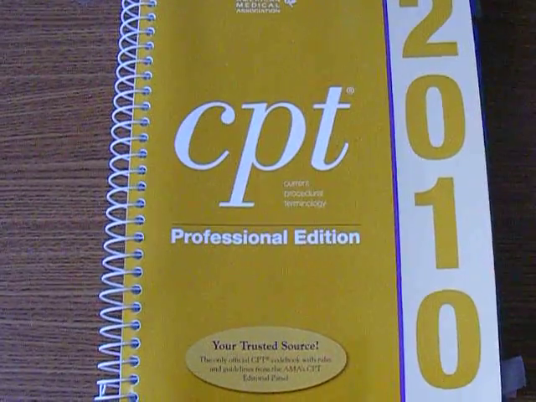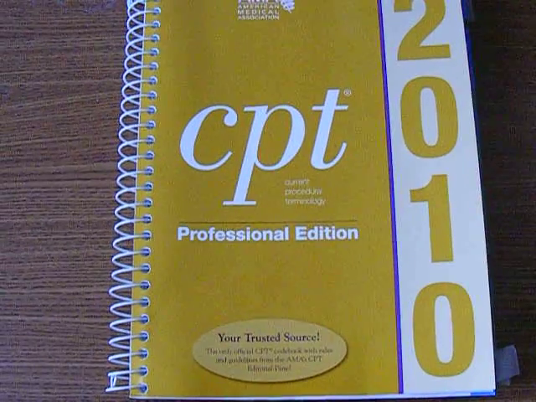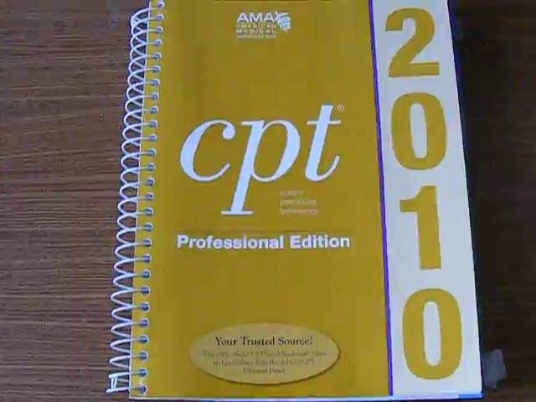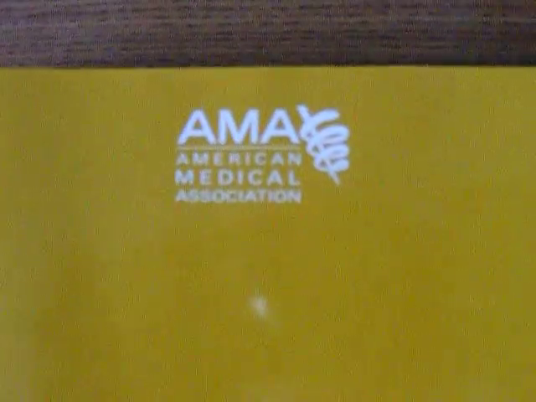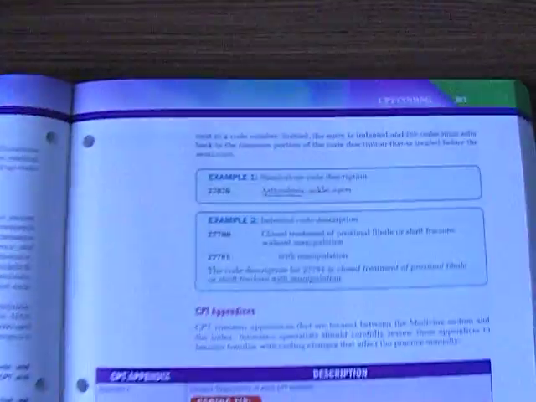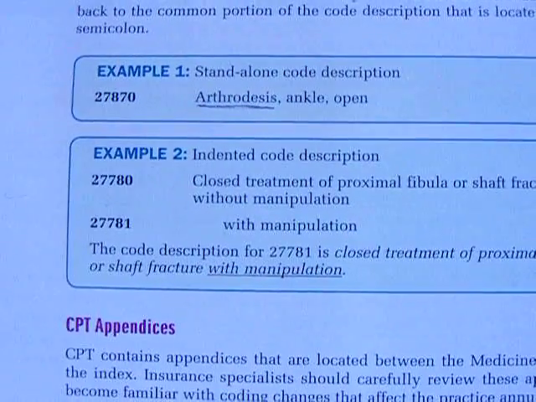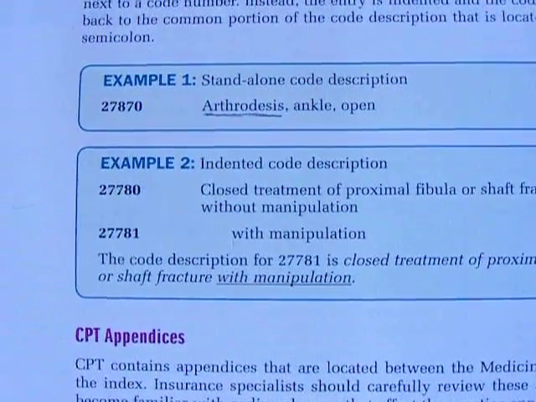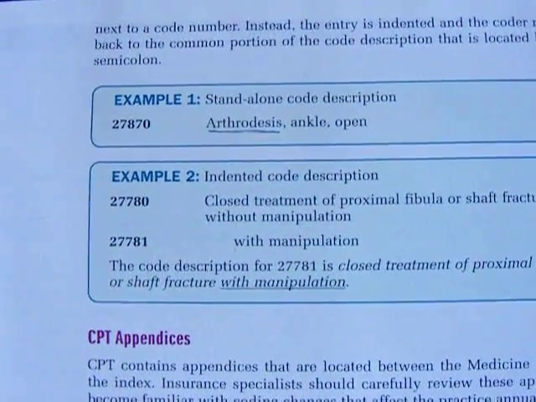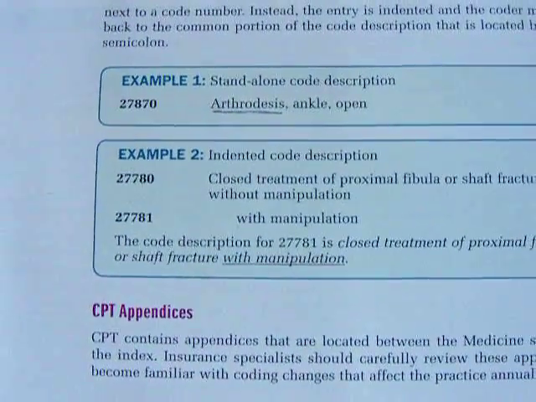This demonstration is how to look up a basic code using the Common Procedural Terminology CPT manual printed by the American Medical Association, AMA. If you go to your textbook, on page 205, you will see an example of a code and its description. If we were doing this coding for medical billing, we would probably not know the code, so we would need to look it up.